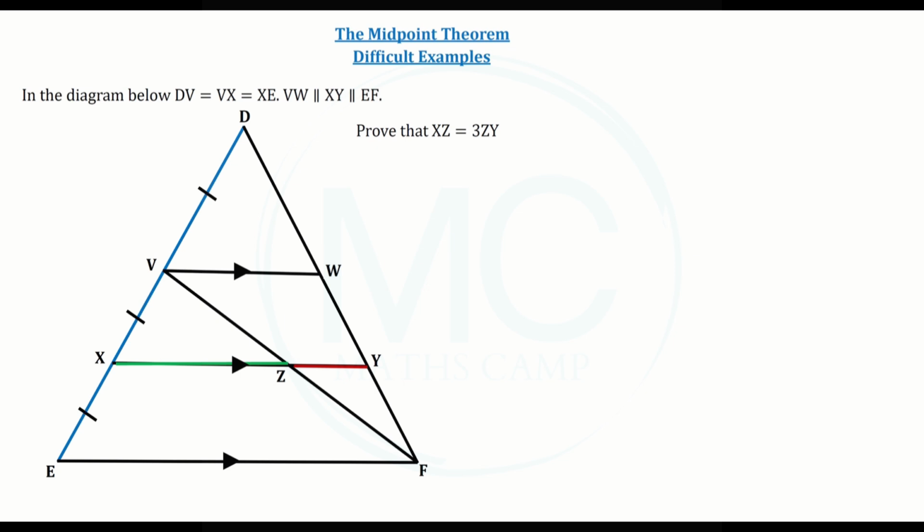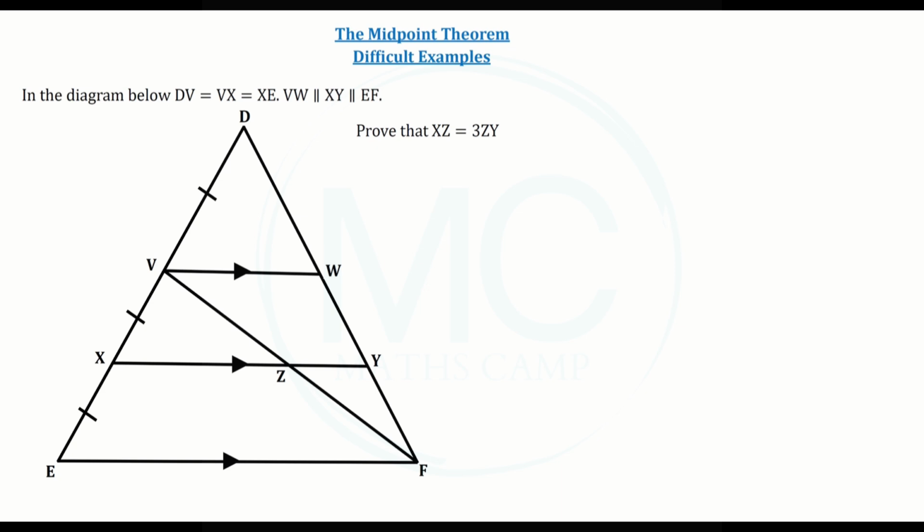So from this, we can see that X is not the midpoint of side DE. So we cannot use the midpoint theorem. In questions like this, you will need to use smaller triangles within DEF to find relationships between XZ and ZY. So let's make the diagram black again.